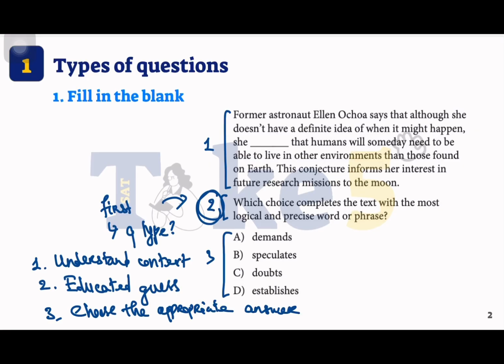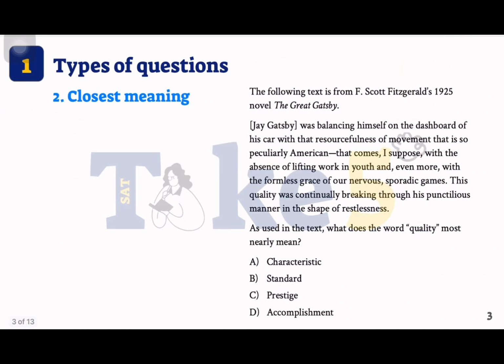However, we will introduce you to a more concrete technique that doesn't require you to fully understand the context and make an educated guess, which will warrant a higher success rate for this question type. The second type is asking for the closest meaning of a word in the text. Spoiler alert, it is not going to ask you for an exact synonym. It's a common trap a lot of students get into.